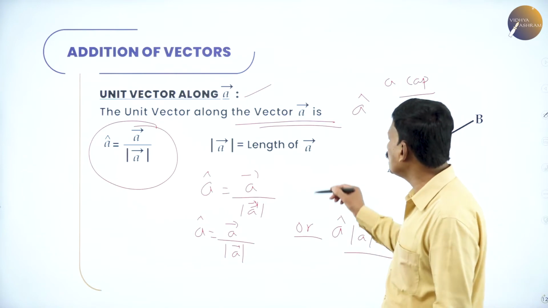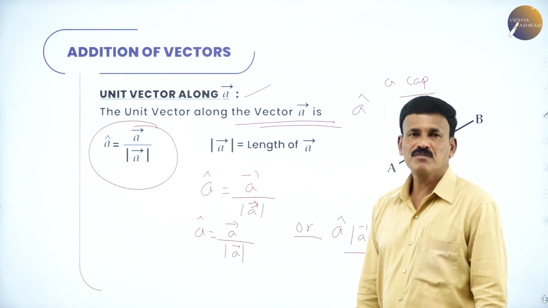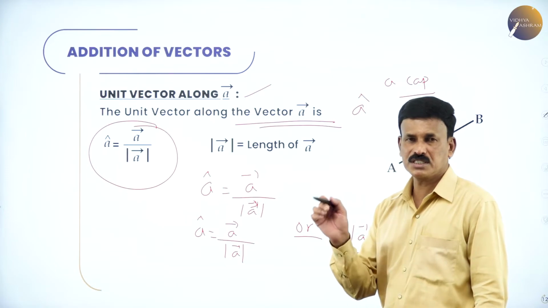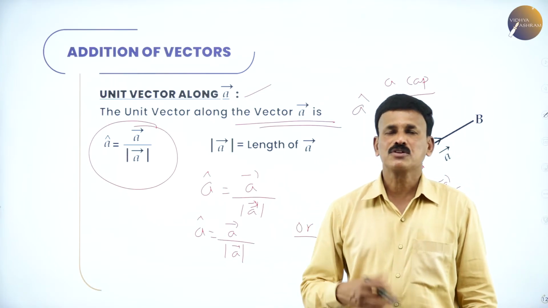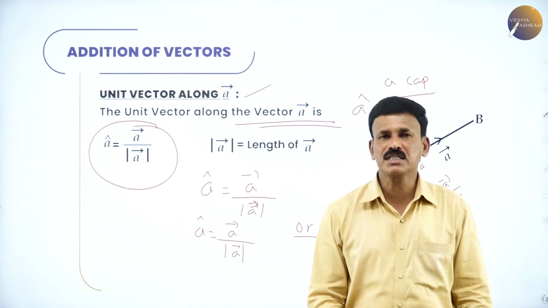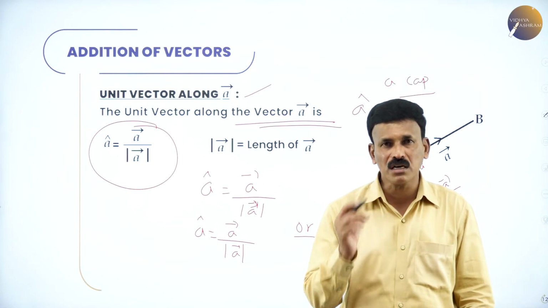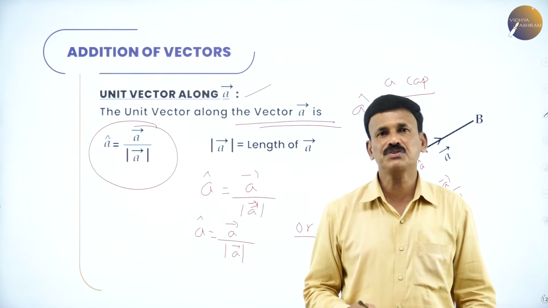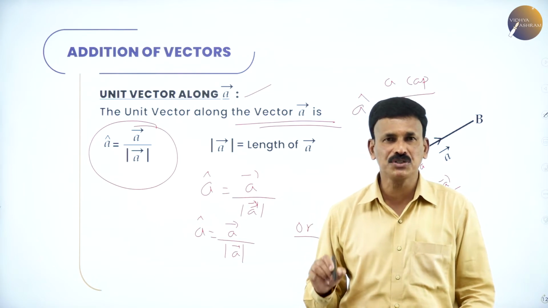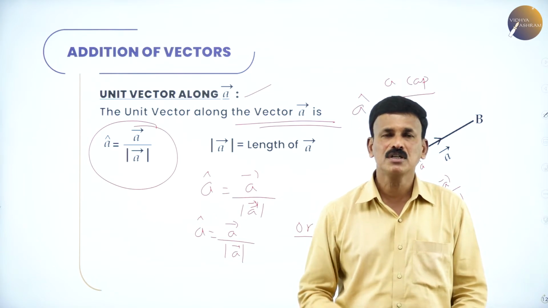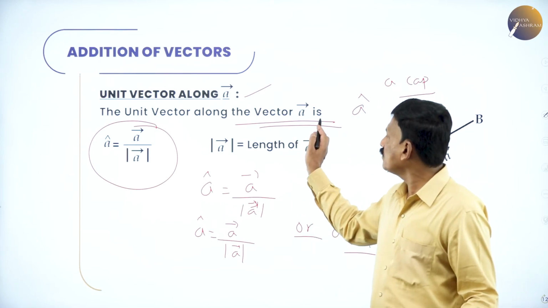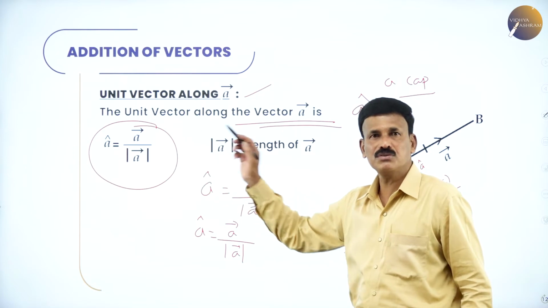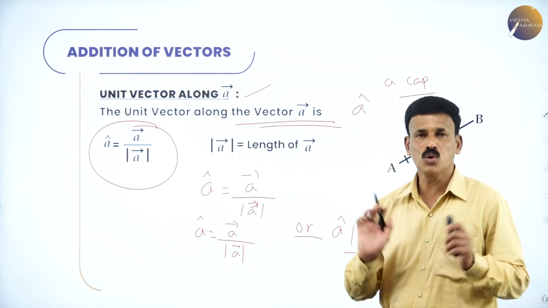This is very important. In the examination they may ask: find the unit vector along the direction of vector A. I will do that problem in the next session. Now, what is a unit vector? The definition of a unit vector is a vector whose magnitude is unity. And what is the unit vector along vector A? The unit vector along the vector A is A cap is equal to vector A divided by its own length.